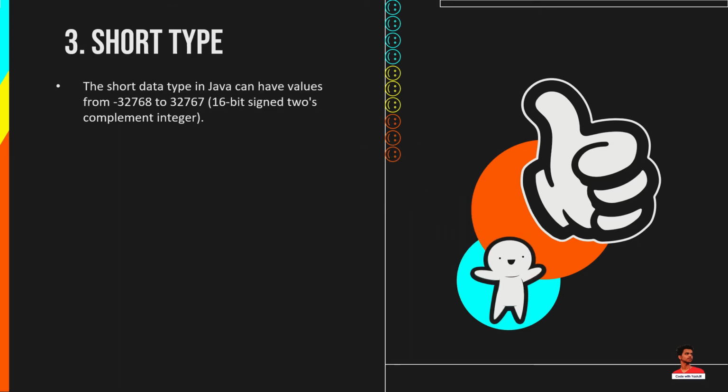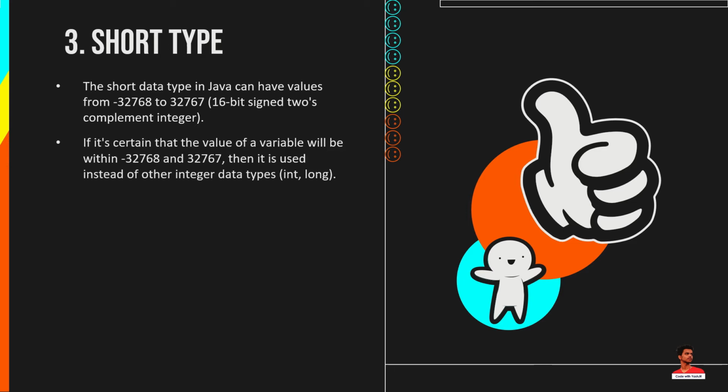The short data type in Java can have values from -32,768 to +32,767. If it's certain that the value of a variable will be within -32,768 and +32,767, then it is used instead of other integer data types. Default value for short data type is 0. Here we have an example.